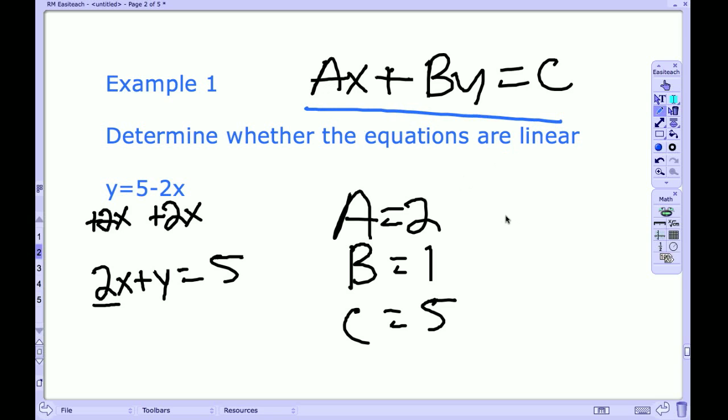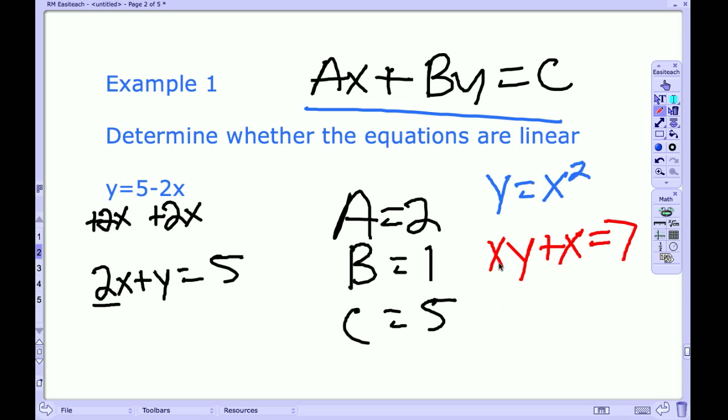Examples of equations that are not linear. One like this, y is equal to x squared. Not linear because it has a 2 on the x. Another one that would be not linear would be xy plus x equals 7.